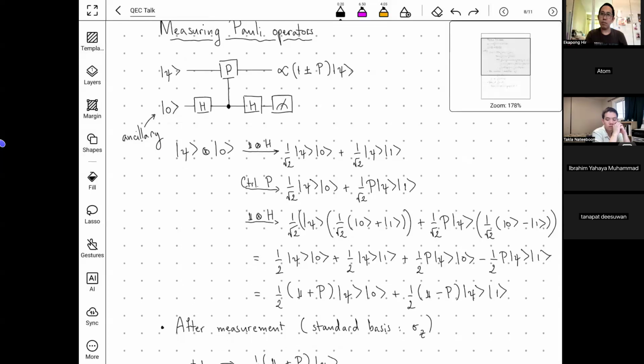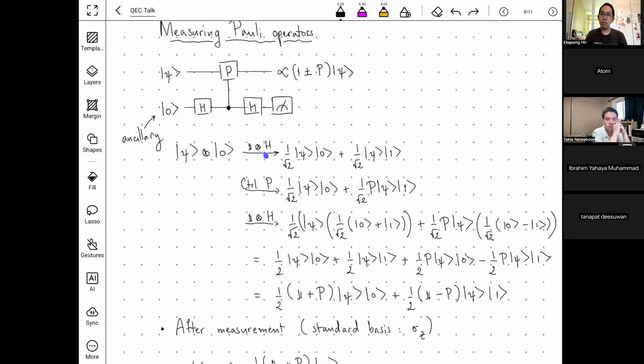We first start off with psi tensor 0. You apply a Hadamard here. The 0 gets split up into 1 over root 2 times 0 plus 1 over root 2 times 1. I'm basing this on an assumption that a controlled Pauli operator can be implemented. So this controlled P will apply the Pauli operator to the state psi if the control qubit is a 1.